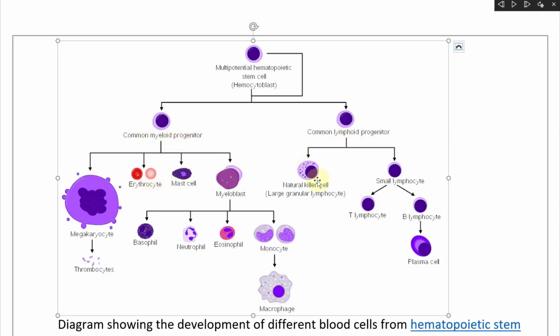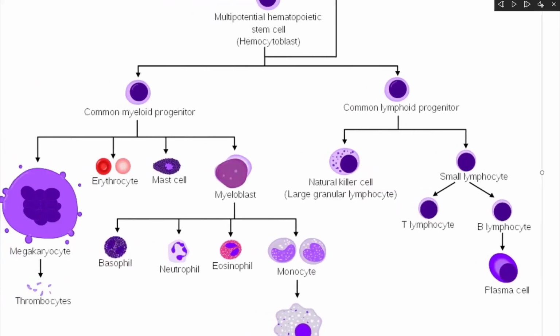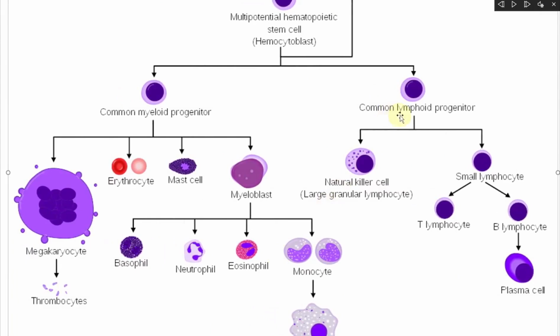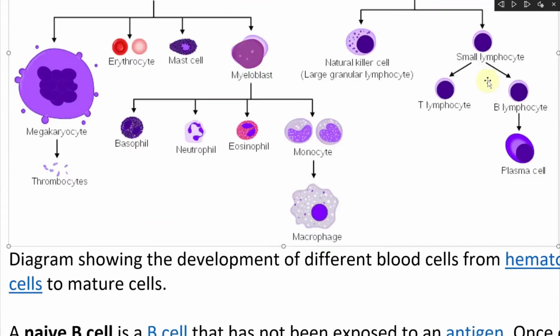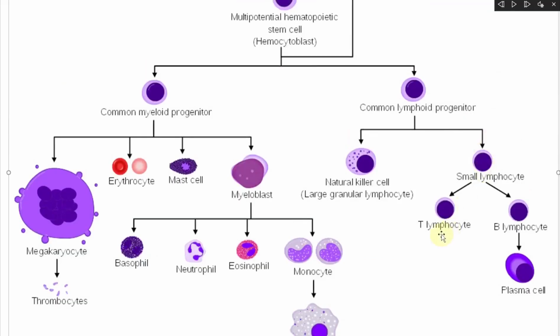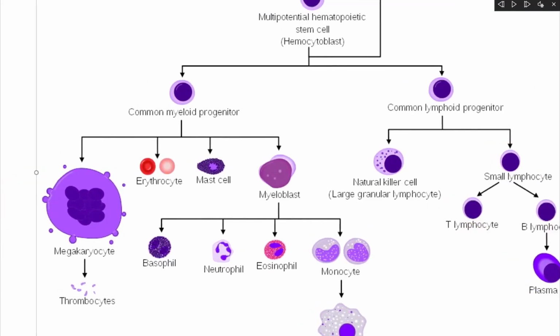And here, let's just zoom in and scroll. All right, so zoom in and scroll. And so this is the common lymphoid progenitor. Let's look at this side. So you have the natural killer cell, or large granular lymphocyte. And then you have the small lymphocyte right here. And in these small lymphocytes, you can form a T lymphocyte or B lymphocyte. And from there, you get a plasma cell for the B lymphocyte there.